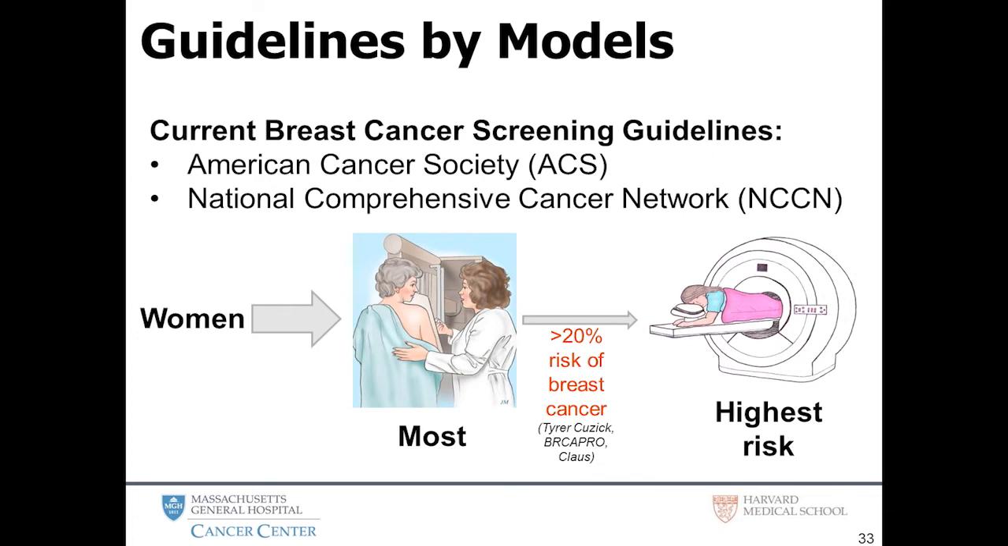Now, NCCN and American Cancer Society have also chosen to use guidelines by models for MRI screening. Both have said that if your risk of breast cancer in your lifetime is over 20%, then you should consider doing an MRI of that individual. They accept 3 models, Tyrer-Cuzick, BRCAPRO, and Claus. NCCN also accepts a 4th model, BOADICEA, one that's very common in the UK, though not as commonly used in this country. But this is a way to determine who needs an MRI by determining what patients are over a 20% lifetime risk based on one of the models.